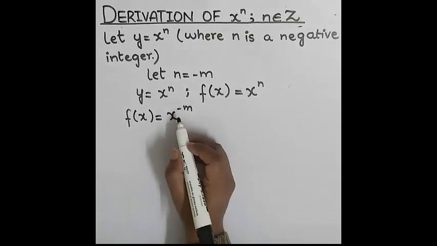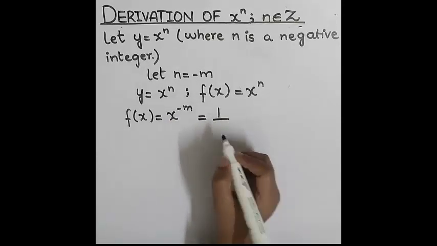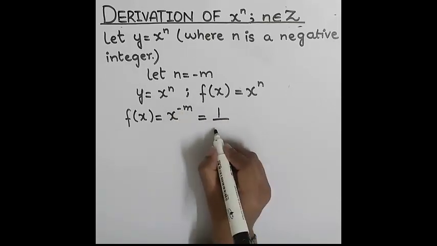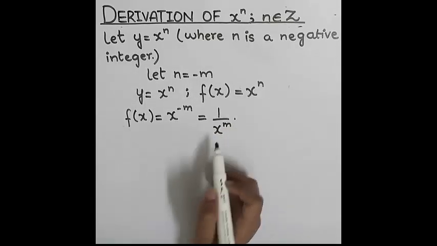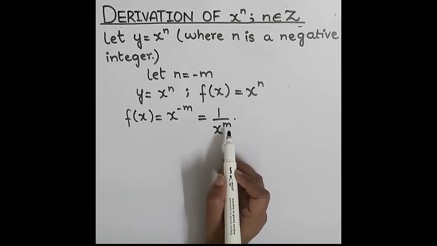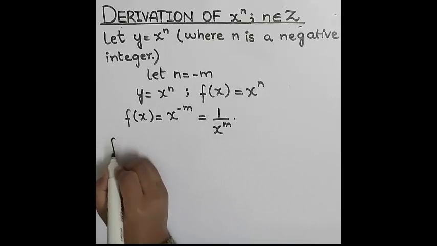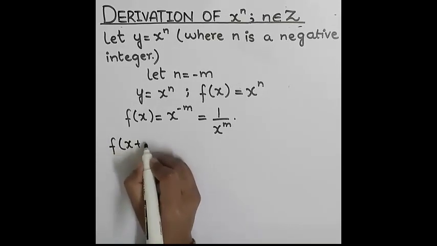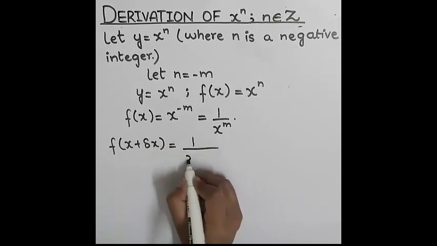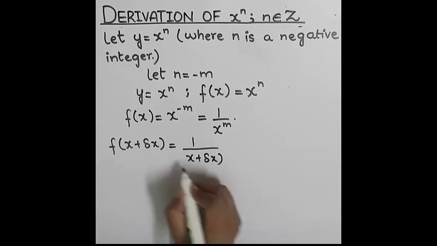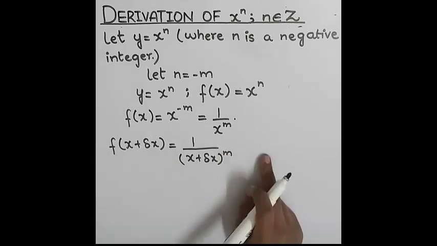When we have a negative power, we can write it as a positive power by replacing its position in the denominator like this. So f of x is equal to 1 over x raised to power m. Now the first step, by the ab initio method, is f of x plus delta x, which is equal to 1 over x plus delta x raised to power m. So we are done with step 1.